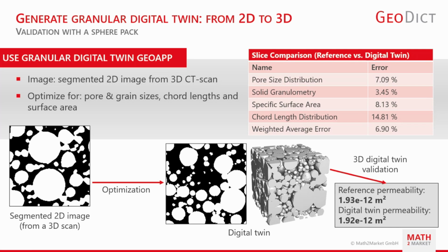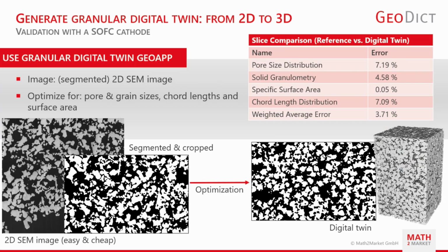So pore size distribution and so on. You can see the error that is created, but the script itself will optimize the twin to fit as closely as possible to the reference. Since we had a 3D scan where we took this from, we could also, for example, take a 3D digital twin validation, in this case, the permeability of both the reference and the digital twin, and they fit very nicely together.